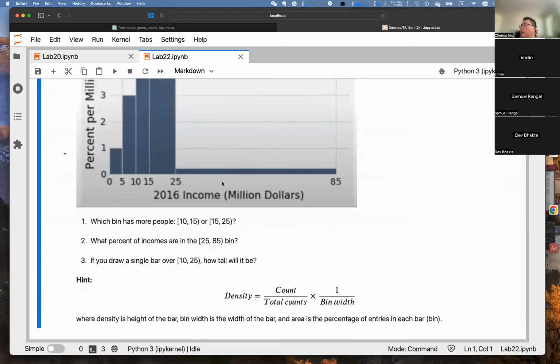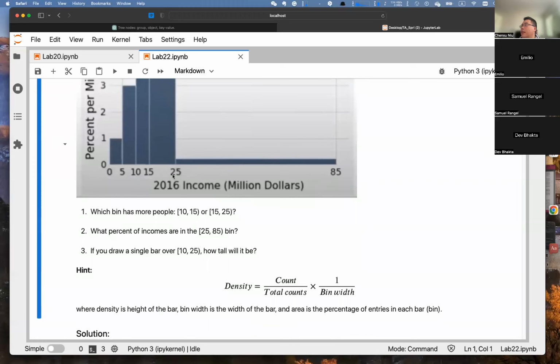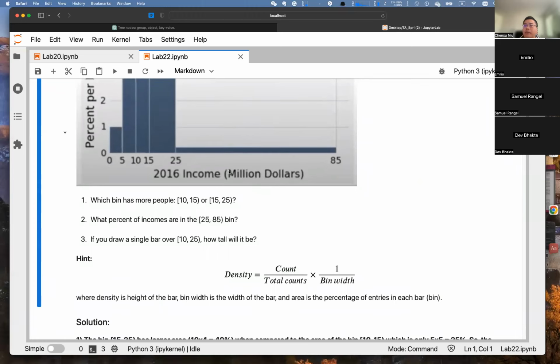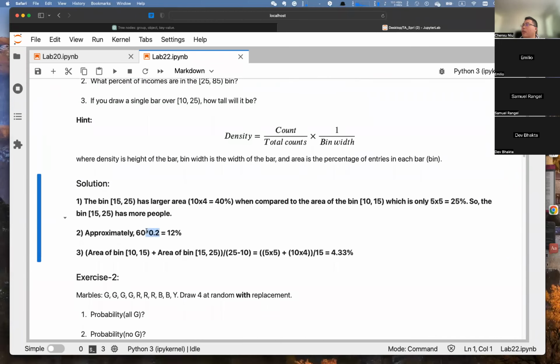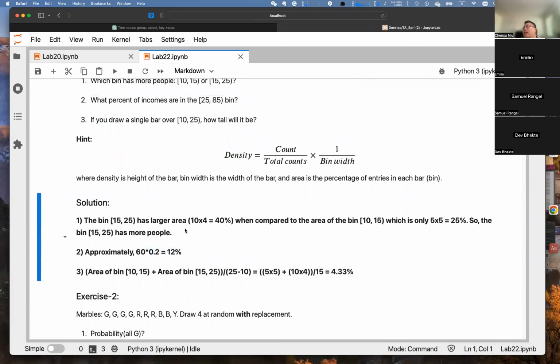The second one here has a width of 60, which is 85 minus 25, and the height is 1/5, so it's 0.2. So it's 12%, right?